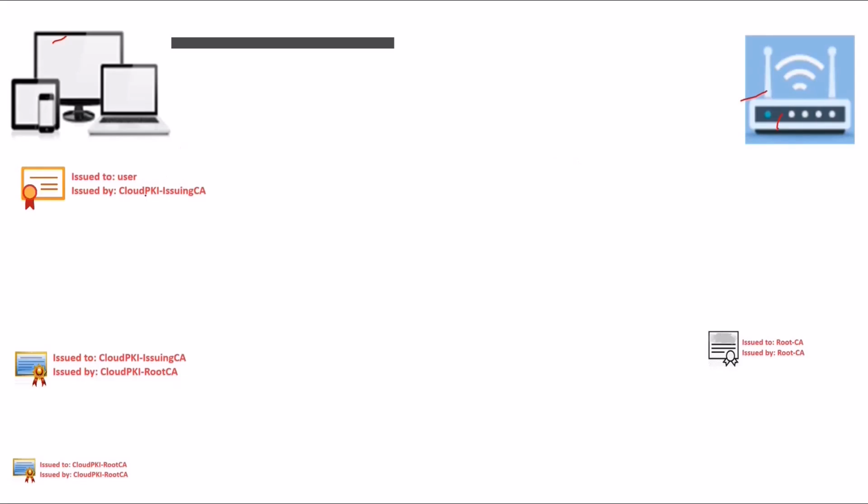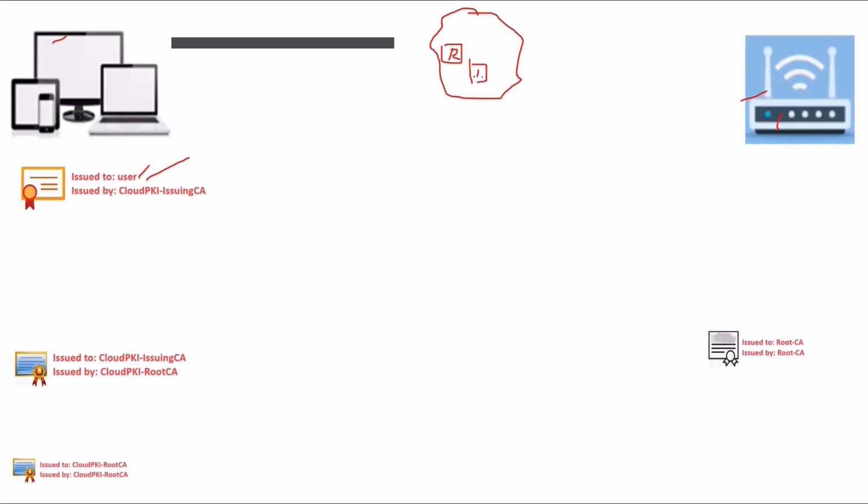Now, as I said, the device already has the SCEP certificate. What will the SCEP certificate look like? The SCEP certificate will look like this, right? The SCEP certificate is issued to the user, and it is issued by the Cloud PKI issuing CA. So over here in the cloud, there are two CAs present, right? First is the root CA, and this is the issuing CA.